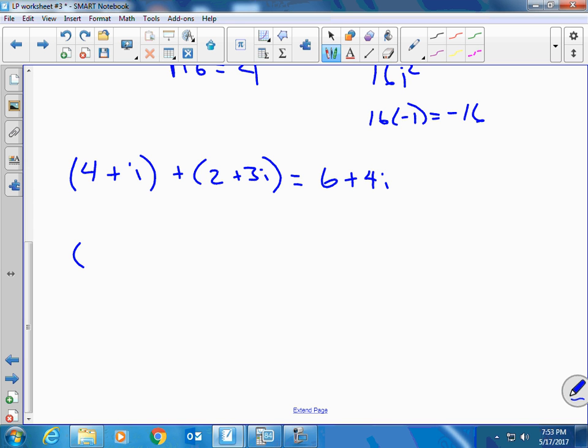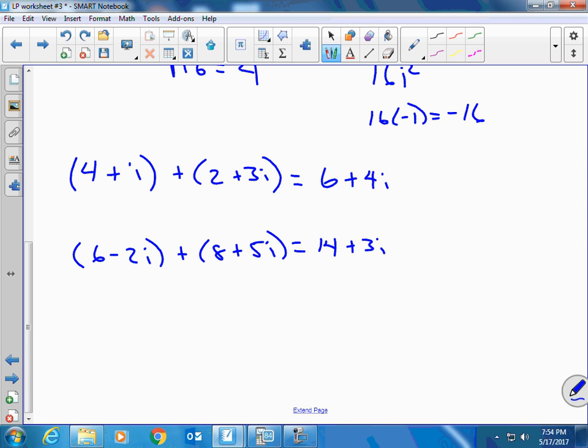Try another one. 6 minus 2i plus 8 plus 5i. On all my recordings, whenever you think you can do a problem on your own, hit pause and try it by yourself before I give you the answer. And I'll usually pause after I post it so that you can hit pause. All right, real part, 8 plus 6, 14. Imaginary part, negative 2i plus 5i is 3i.